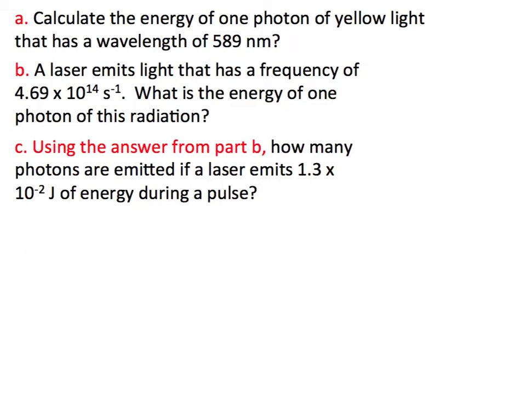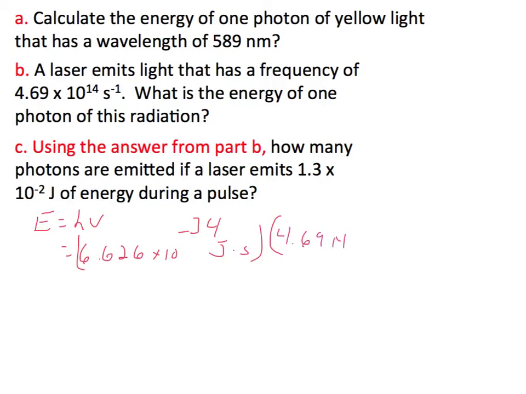Alright, the second part of the question says a laser emits light that has a frequency of 4.69 times 10 to the 14th. What is the energy of one photon of this radiation? If we set this up just like we did the last question, we know that E is equal to Planck's constant times the frequency. Planck's constant is 6.626 times 10 to the minus 34 joule seconds, times the frequency, which we're given, 4.69 times 10 to the 14th inverse seconds. Then we solve for this, the seconds cancel, and we get 3.11 times 10 to the minus 19th joules.